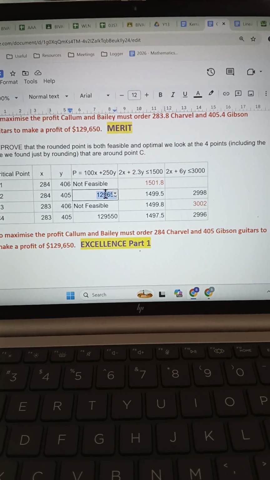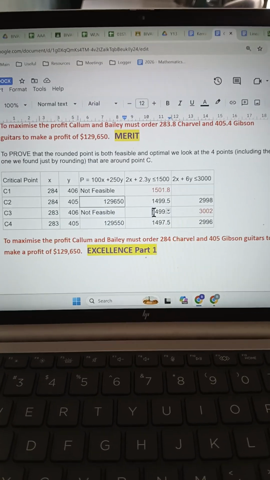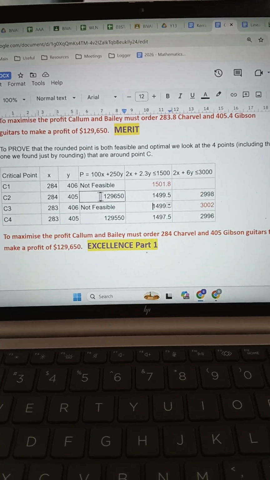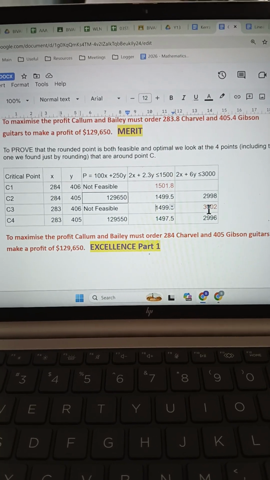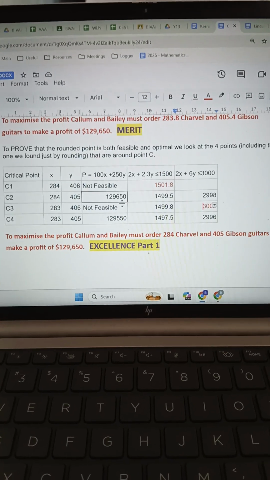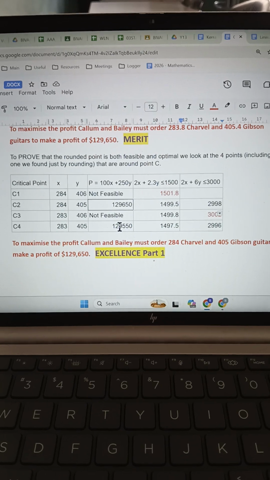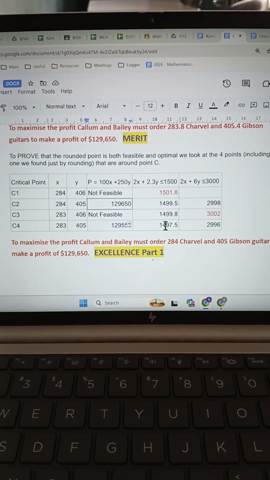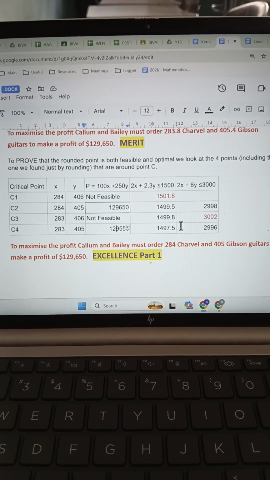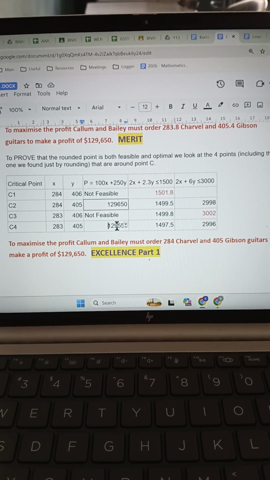So this is feasible, so I work out a profit for it. The next one I go on, I look at constraint 1 and it's feasible there, but then I put it into constraint 2, 2x plus 6y on these two numbers gives me 3002, which is greater than 3000. So this one's not feasible and I don't have to calculate the optimality. Then I go to the last one, I work out constraint 1, constraint 2, both of them are less than the constraint values that they're required to be, and so I work out the optimality.